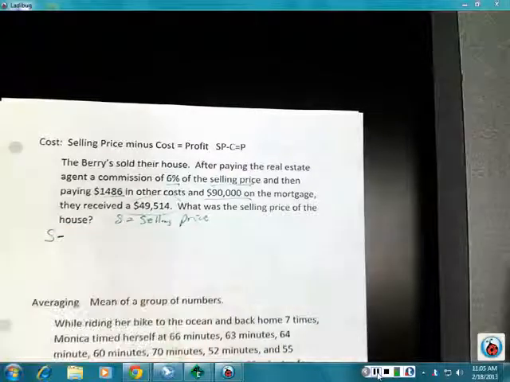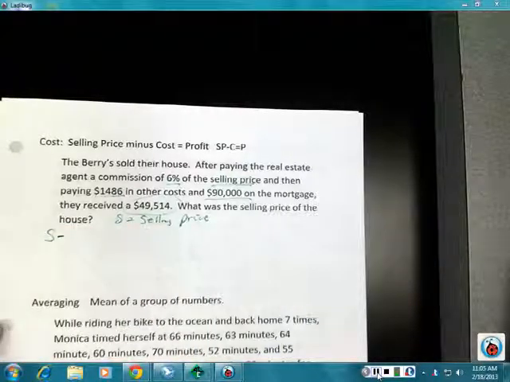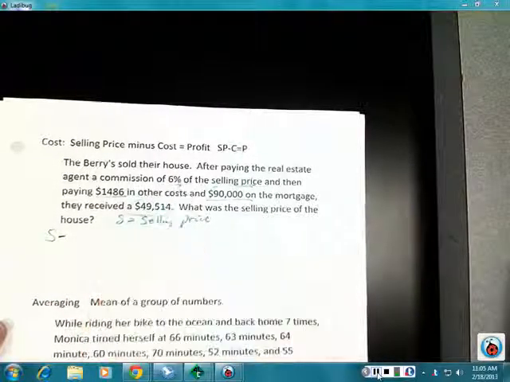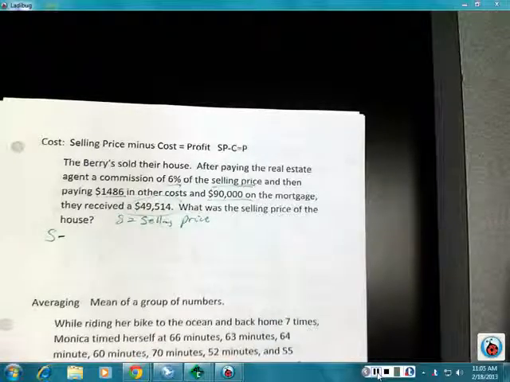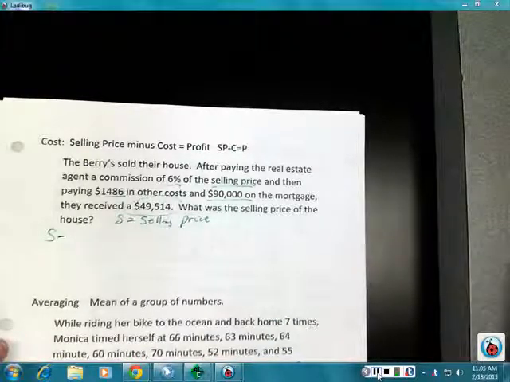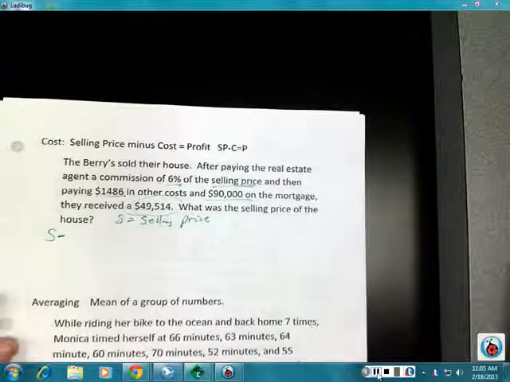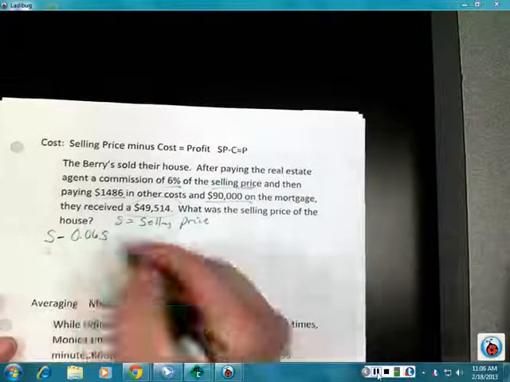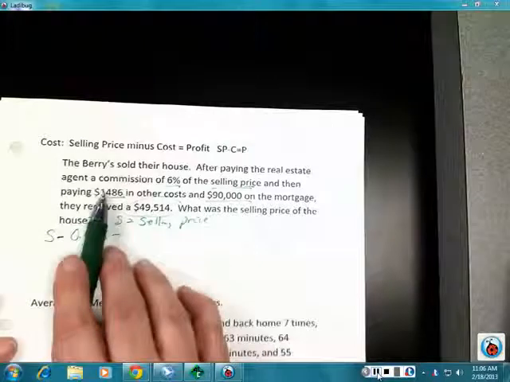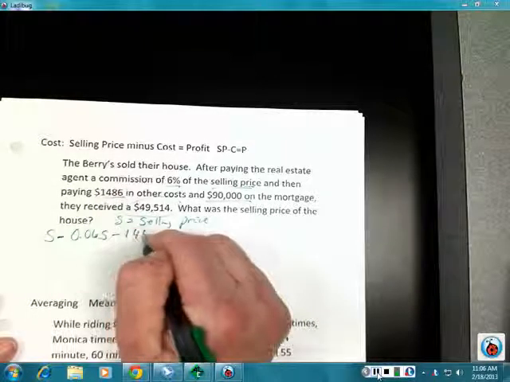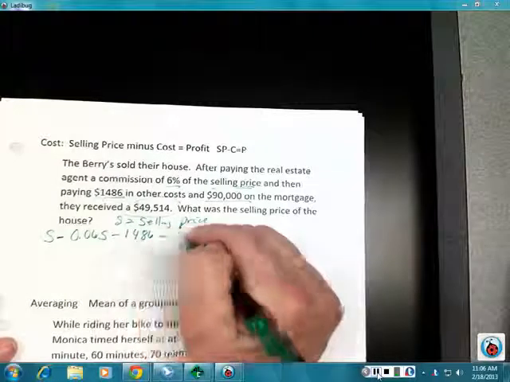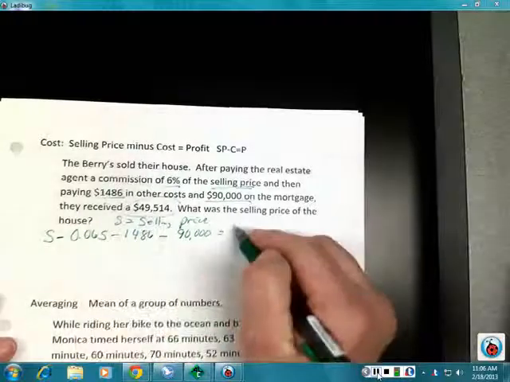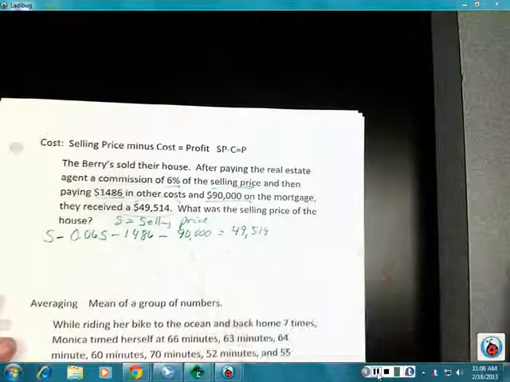Now we have to start taking away from it the stuff we know we're going to cut off of that. They gave the real estate agent 6% commission. What's the 6% on? The amount the house was sold for. Do I know that amount? No. So that's going to be 0.06S, because that's the selling price, minus this price, which is 1,486. That one's a straightforward amount. Plus we have to take off the old mortgage. But when they got all done, they made $49,514 on all of that.